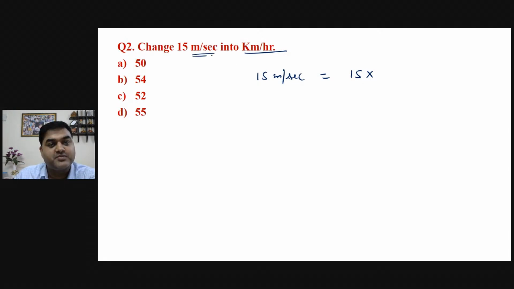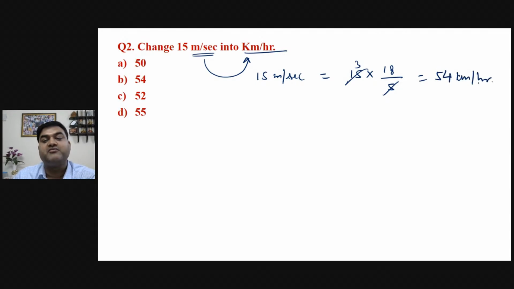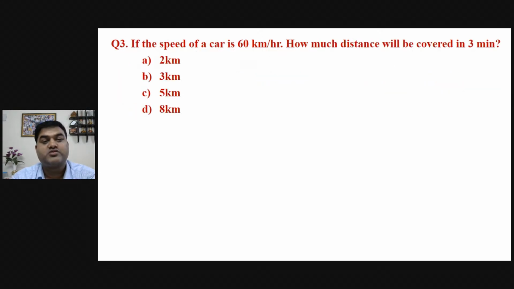Why? Because meter per second is getting changed into kilometer per hour. So 18 by 5, 3 times. So 54 kilometer per hour will be our answer. Got it? So these all sums can be done within 5 to 7 seconds, not more than that. So this is very basic, to start with the basics, and then we will go to exact questions.